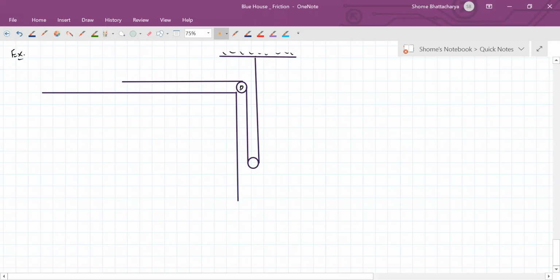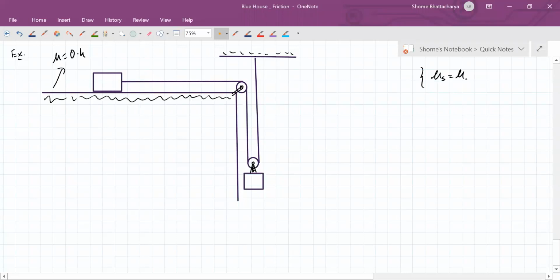So we have a fixed ceiling here. And we have a block attached over here, another block over here. So this surface has a coefficient of friction as 0.4. So basically what it means here is the coefficient of static friction is equal to the coefficient of kinetic friction, equal to mu. And this block is M1, this block is M2. So take g as 10 meters per second square, and M1 is given to us instead of M2. M1 is 50 kilograms.